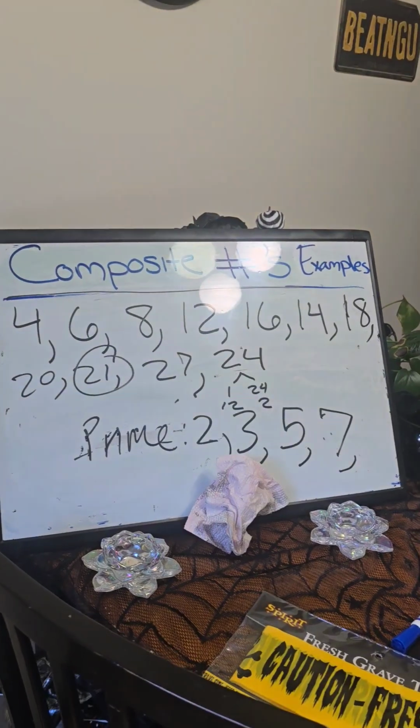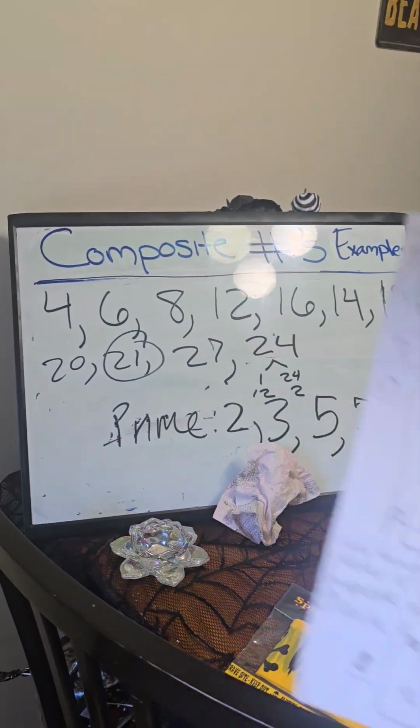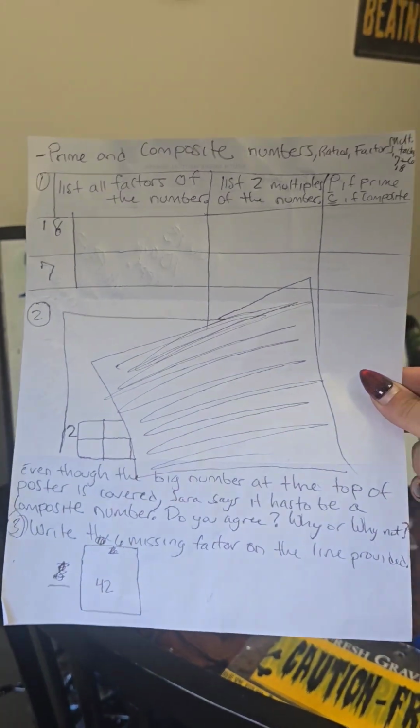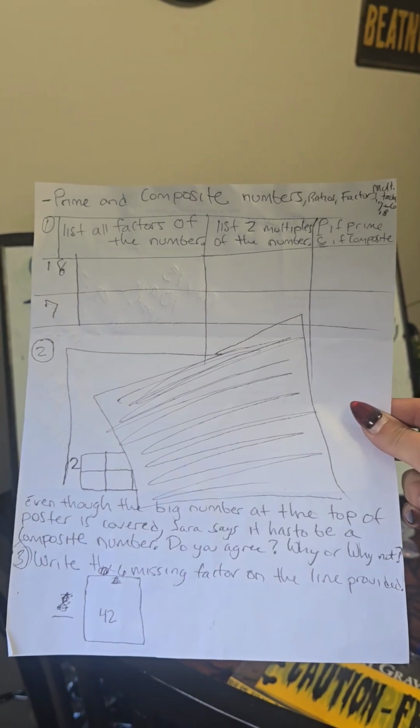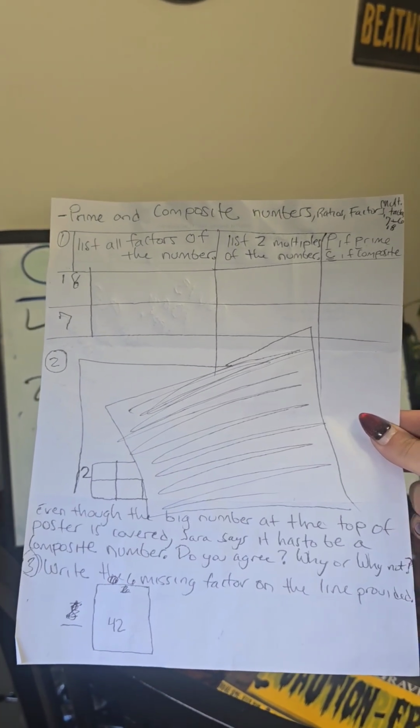Now let's go over the example from the homework, or the quiz rather. We have prime and composites. List all factors of the numbers.